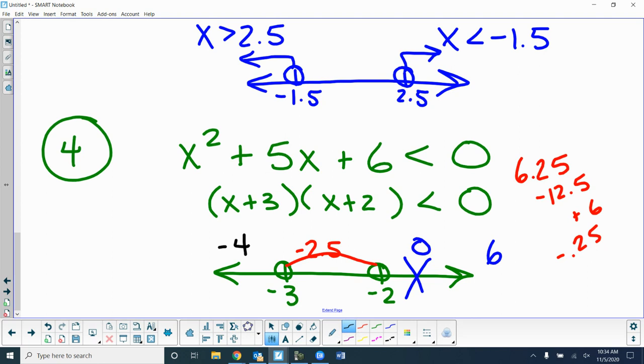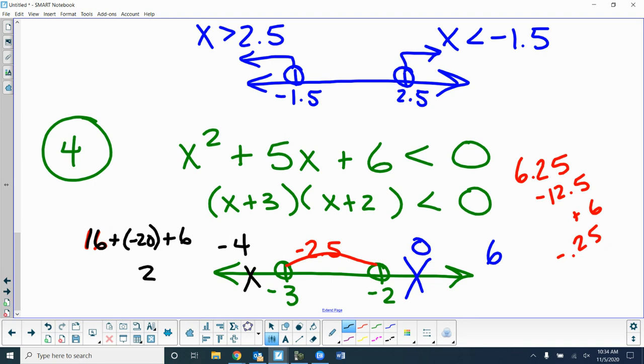For the -4, -4 squared would be 16, plus 5 times -4, which would be -20, plus 6. So that's a -4 plus 6 is a +2. That is not less than 0. So I wouldn't go that direction either. Any problems with the graph part? Just picking numbers in each section. If it works, put a line or arrow in that direction.